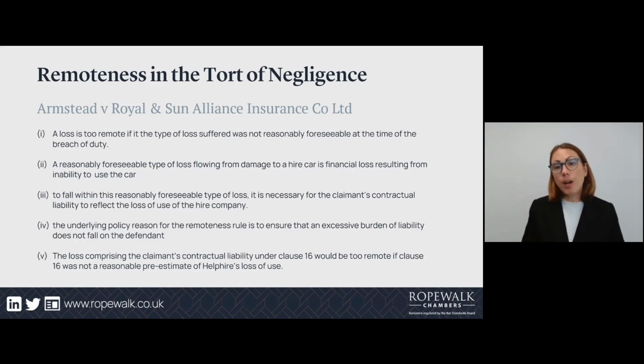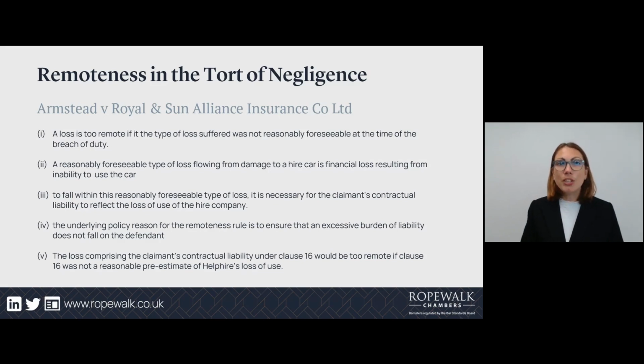There are principles or findings on remoteness by the court, and I've set them out there, a summary of 5 points that were made. A loss will be too remote if the type of loss suffered was not reasonably foreseeable at the time of the breach of duty. But a note there is that the manner in which the loss occurs doesn't have to be reasonably foreseeable. It's just a question of whether the type of loss suffered was reasonably foreseeable. Second, a reasonably foreseeable type of loss flowing from damage to a hire car is financial loss resulting from inability to use the car. To fall within the reasonably foreseeable type of loss, it's necessary for the claimant's contractual liability to reflect the loss of use of the hire company.